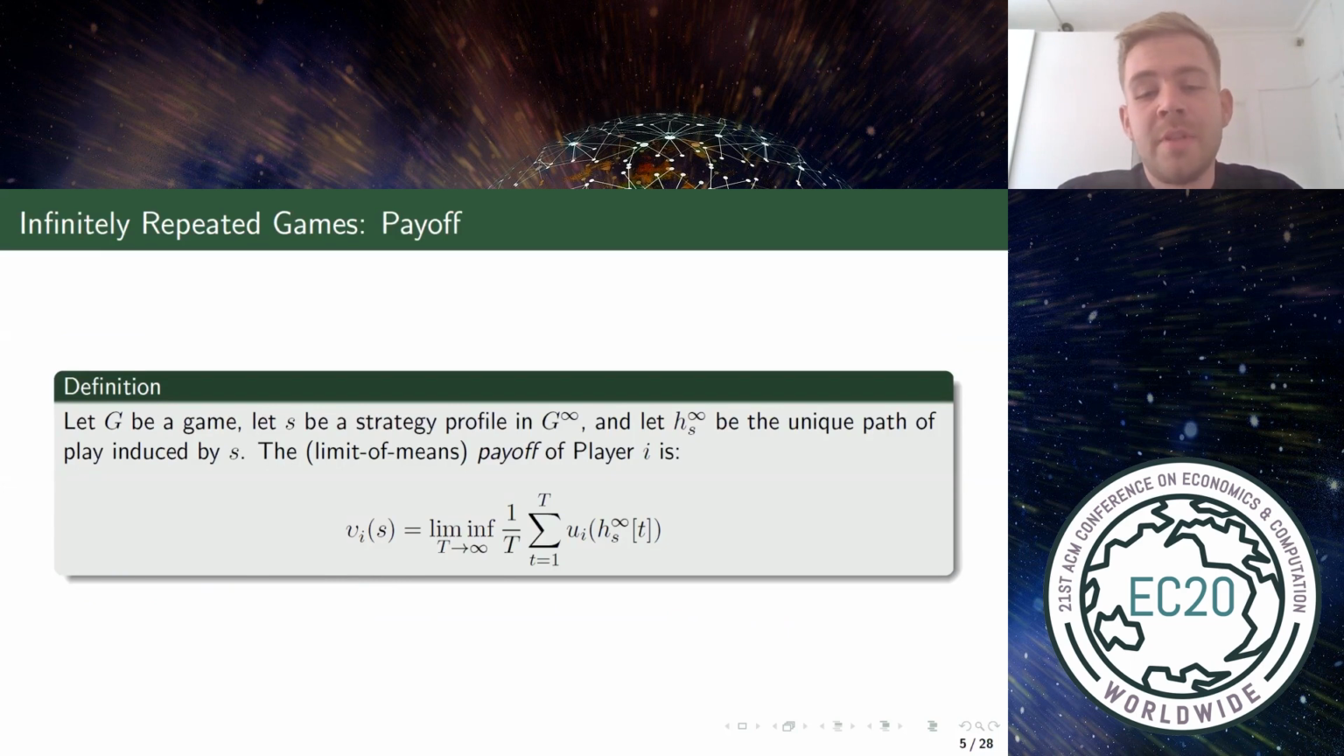There are more ways to define a payoff in an infinitely repeated game from the infinite sequence of payoffs. We use only the limit of means payoff, which is the limit inferior of the average stage game payoff.